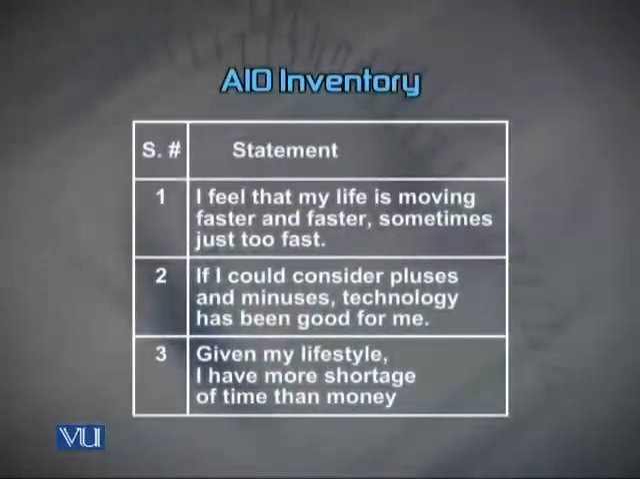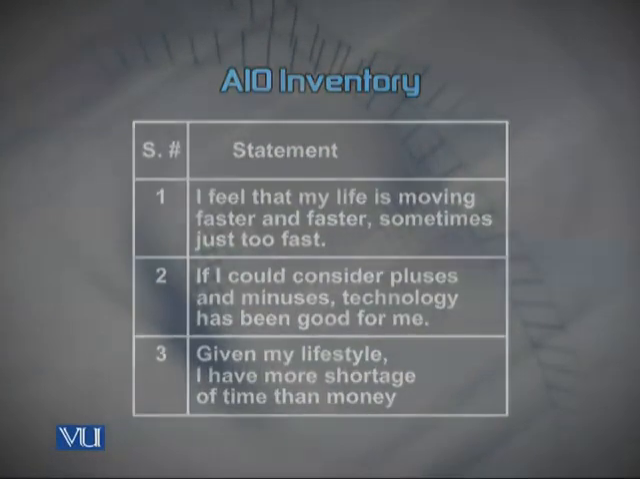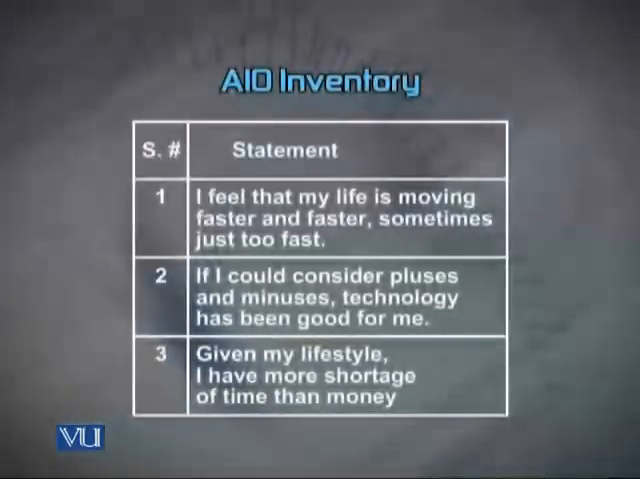Similarly, it says, "Given my lifestyle, I have more shortage of time than money." Again, this person lives a very fast-moving life, and if one looks at it, we can now start figuring out how these segments can be developed. People who respond agree to this kind of question will be pulled together, and people who respond disagree will be pulled together. Obviously, the problem would be simple. If the person disagrees with this question of shortage of time more than money, and says, no, I have more time but less money, we know where it would fit in.